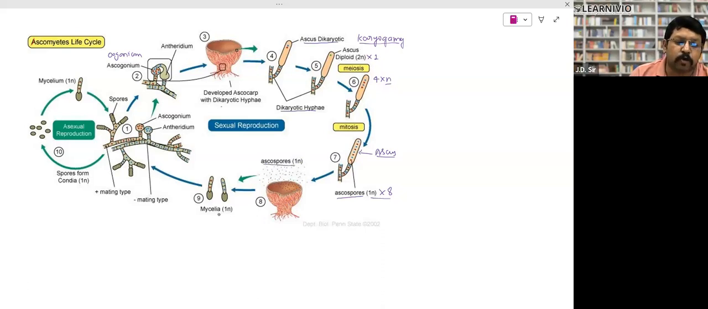Each ascospore will germinate. Due to germination of ascospores, formation of mycelia will take place. Again, the fusion of mycelia takes place. Dikaryotic hypha will fuse, and the life cycle continues. Tell me, is it clear? This is the life cycle of ascomycetes. Tell me, guys, is it clear or not?